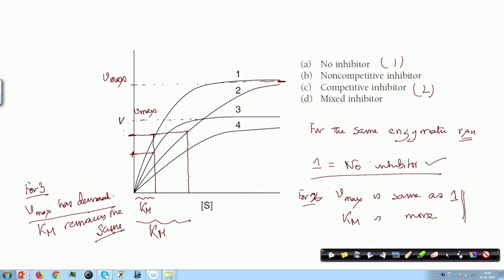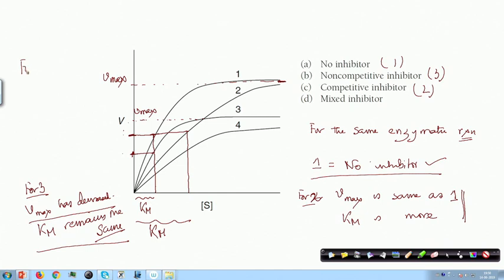Okay. So, in that case what happens? Km remains the same, because the binding of the substrate is independent of the binding of the inhibitor, but your Vmax will decrease, because no reaction happens when both substrate and inhibitor are bound to the enzyme. So, your effective ES concentration is decreased, so your value of Vmax will also decrease. So, this is a case of non-competitive. That means 3 is non-competitive, and if you draw the fourth one, you will see that here Vmax has changed as well as the Km.